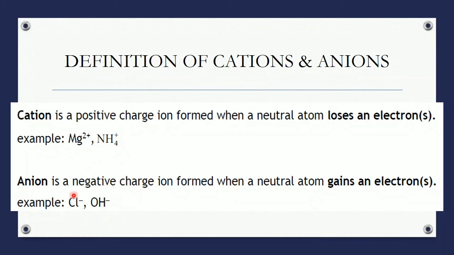An anion is a negatively charged ion which forms when a neutral atom gains electrons. So in an anion, the number of electrons is more than the number of protons. For example, Cl-, chloride ion, and hydroxide ion OH-. So remember, when a neutral atom forms an ion, it is formed by losing or gaining electrons, and the number of protons always remains the same.